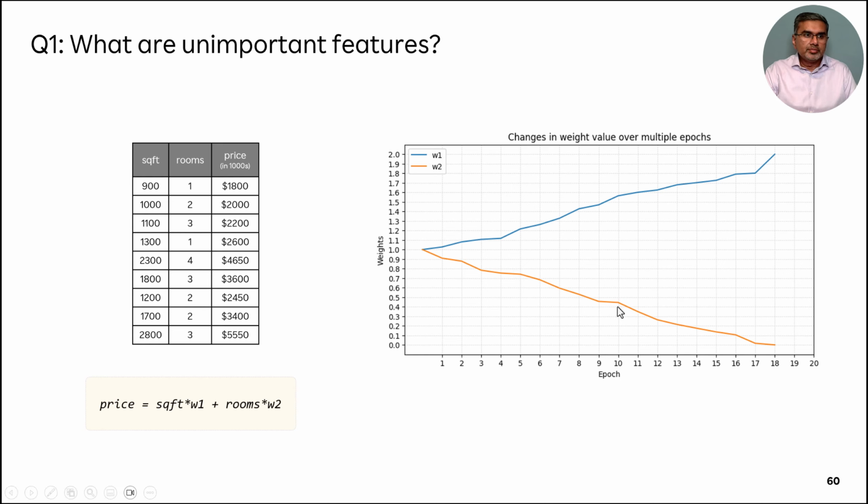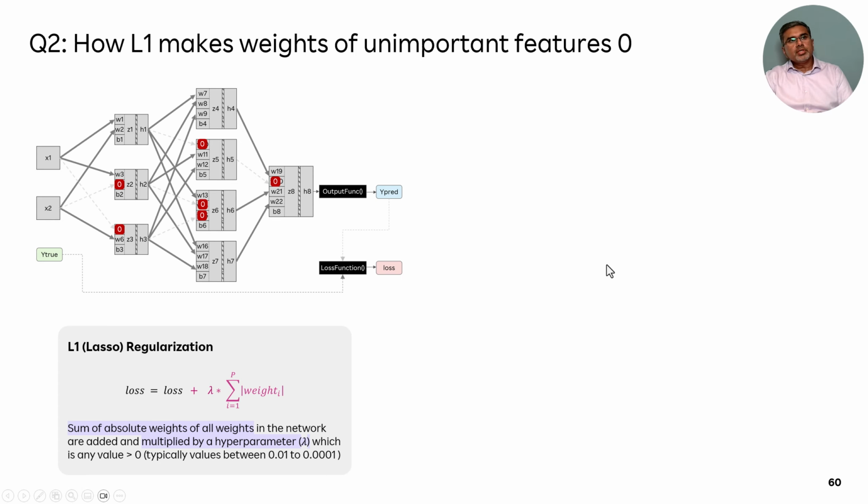As the training run progresses, you'll end up seeing that the weight of W2 is completely zero, and the weight of W1 is 2.0. You would then start to make the correct predictions, which means that the number of rooms is not an important feature in order to predict the pattern in this data set. So the question here is, how does L1 make weights of unimportant features zero? You're adding up all the absolute weights here. How does it make it zero?